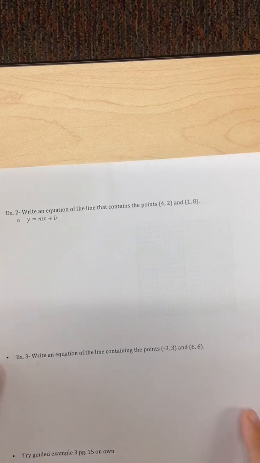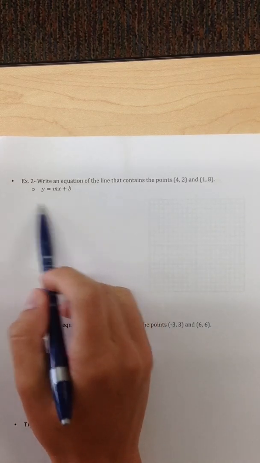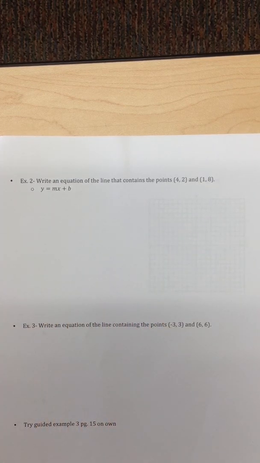Okay, try another one here. Okay, so this one says write an equation of the line that contains the points (4, 2) and (1, 8). Okay, so they just give us points on a line, and we've got to come up with an equation for that. I typically like to work with slope-intercept because I think that's the easiest, and usually it's the only one I can remember.